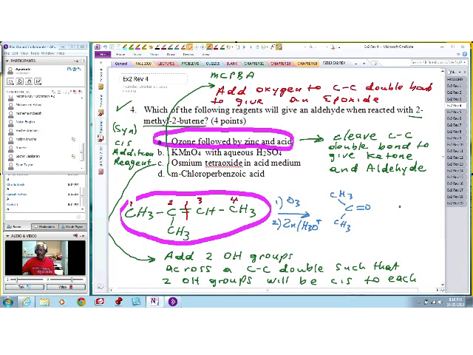You get that compound, and then you also get this is the ketone, and you also get the aldehyde.